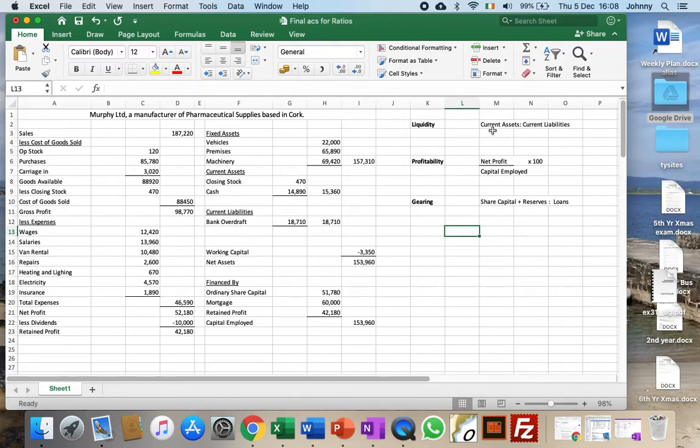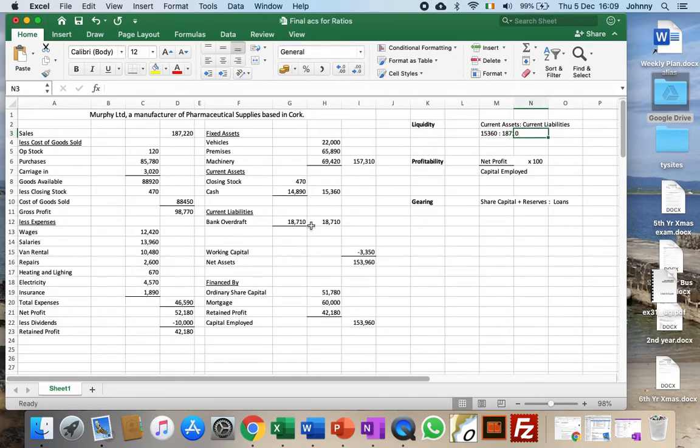So for Murphy, I'm looking at current assets compared to current liabilities. I'll put my formula down here, and I'll put my numbers in. So I've got 15,360 as my current assets, and I'm going to look at that as a ratio to 18,710. So what are these?